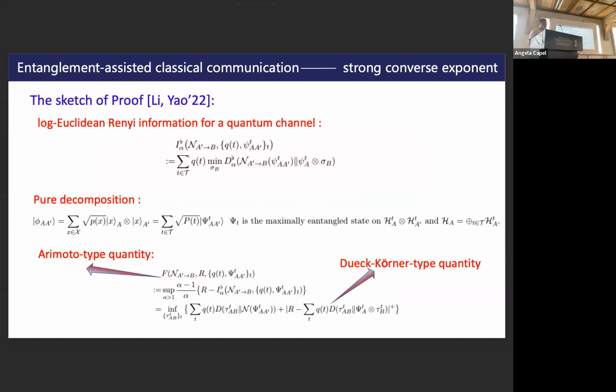This is a sketch of our proof. We mainly follow the work of Mosonyi and Ogawa to prove the strong converse exponent for classical-quantum channel coding. We first introduce the log-Euclidean Rényi mutual information for a quantum channel with respect to a symbol of input quantum states. This quantity is new and does not appear in any previous work. It's similar to the log-Euclidean Rényi Augustin information defined for a classical-quantum channel and will be important in our proof.